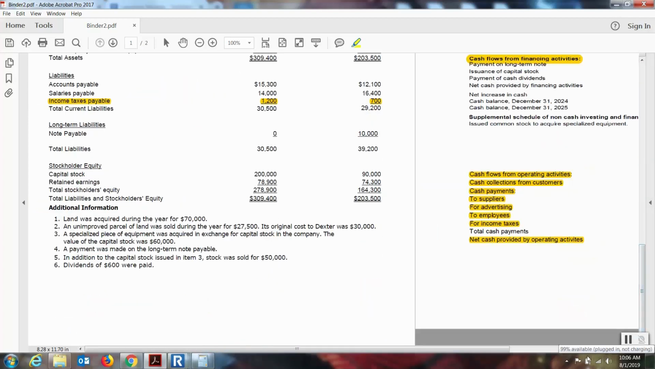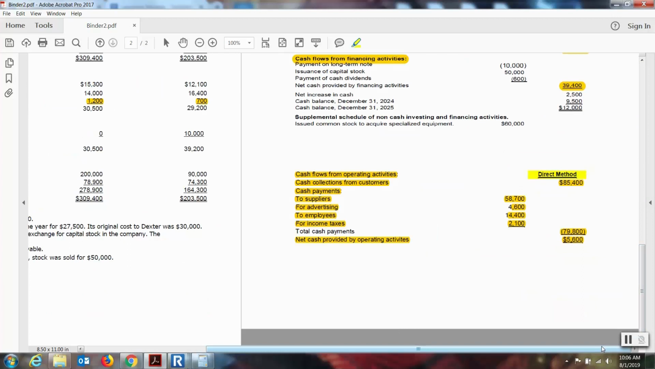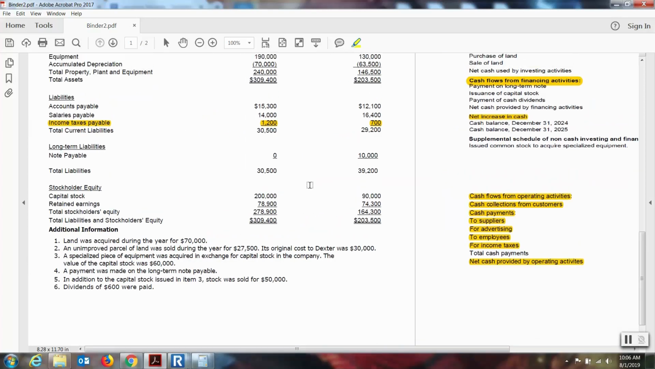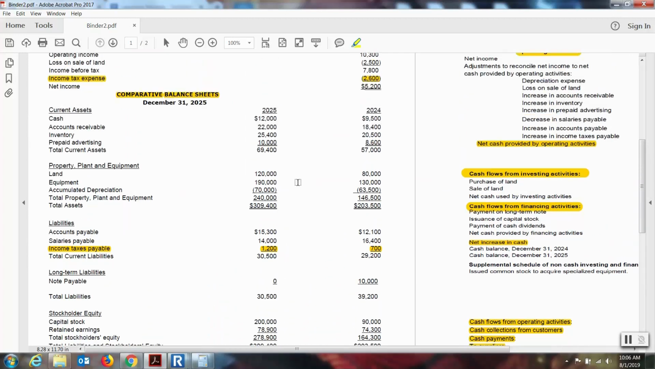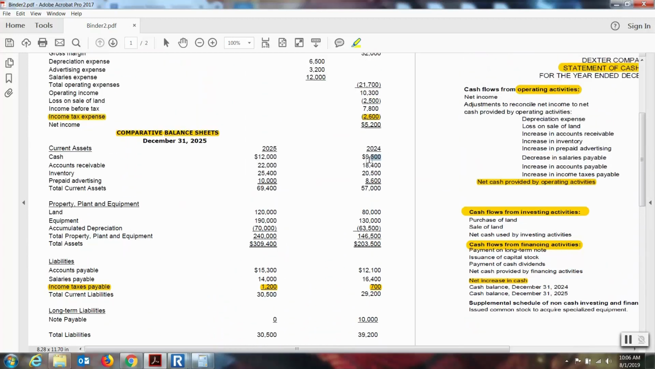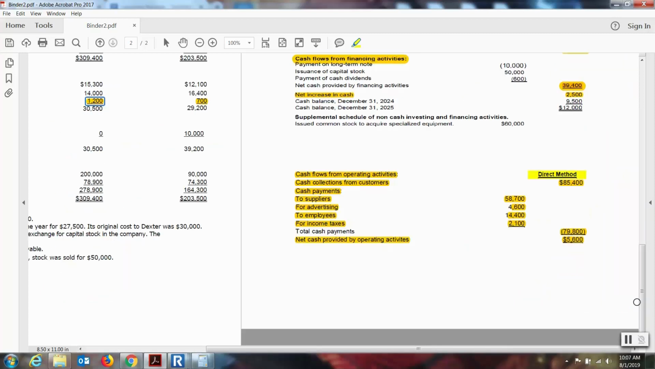The overall statement, again, the full video and full statement is available for you in a different video, but the overall increase or decrease in cash was the $2,500, and we could have found that check figure by looking at the difference in cash over on the balance sheet. The balance was $9,500. Now it is $12,000. The difference between those two is a positive $2,500. This concludes the operating section of the statement of cash flows using the direct method.